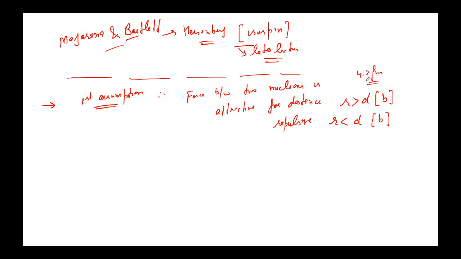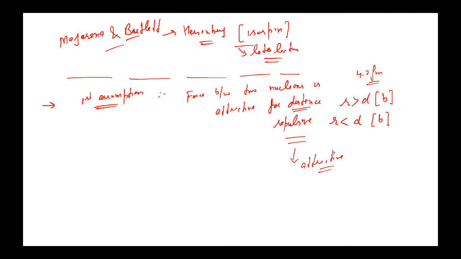The second assumption: the force between two nucleons is attractive and repulsive. Both types of forces exist within the nucleus, while Wigner has considered that there are only attractive forces present between the nucleons. So again, this is wrong.